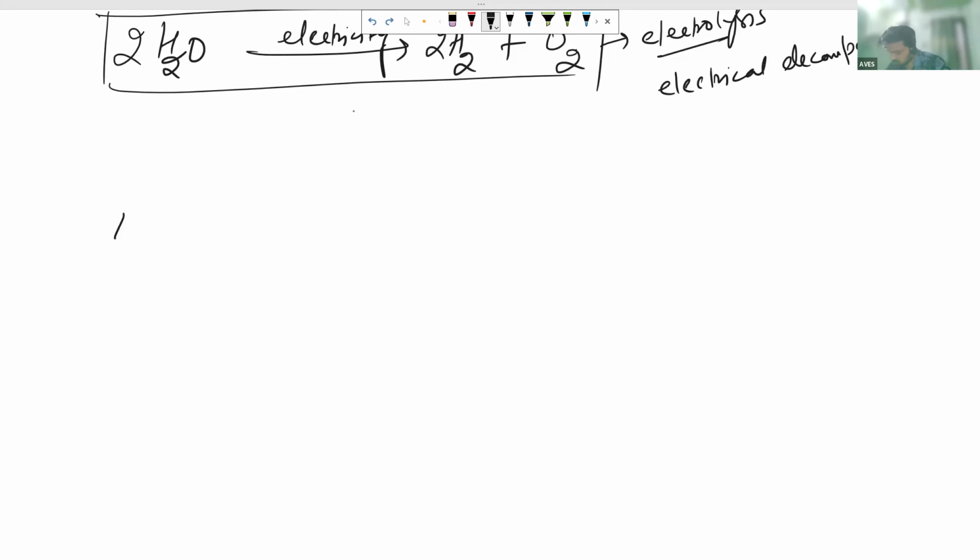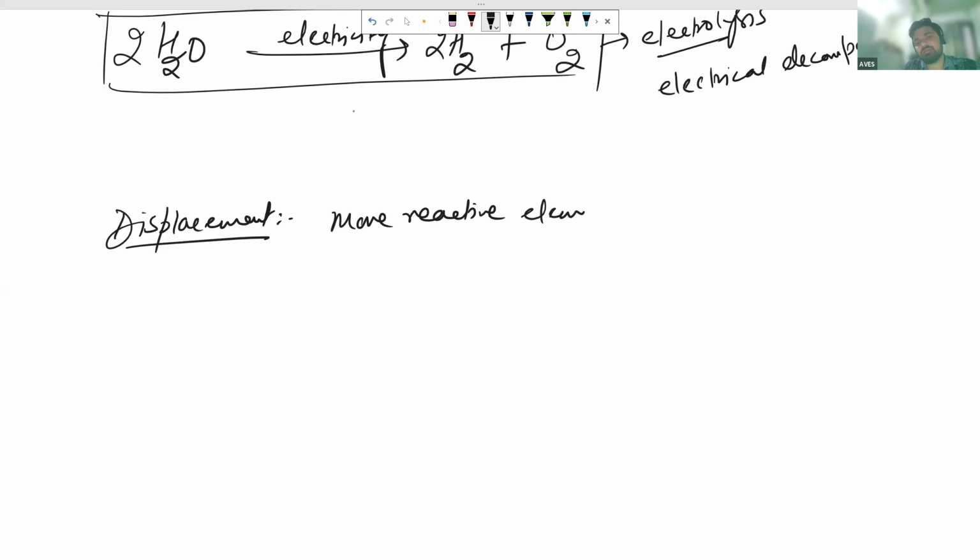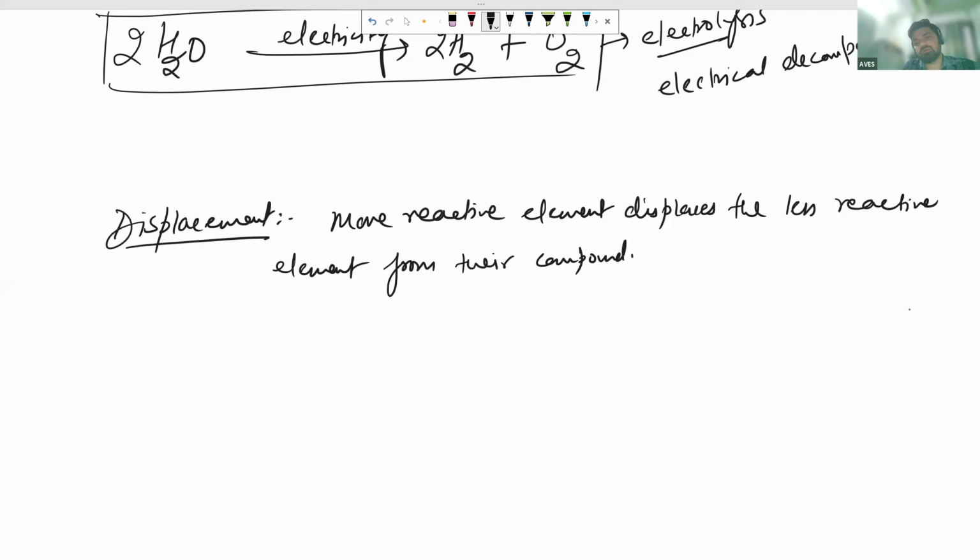Sir, that displaces the less reactive. We'll simply say that in the displacement reaction, the more reactive element displaces the less reactive element from their compound.